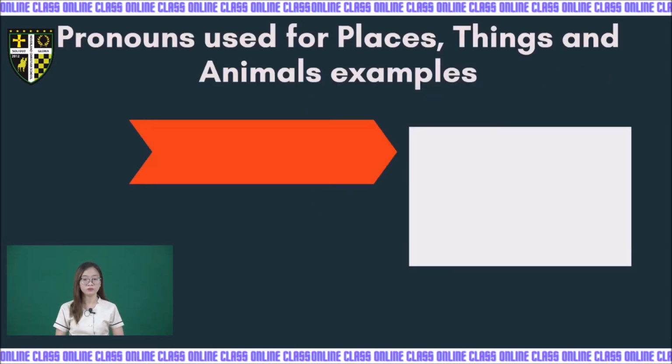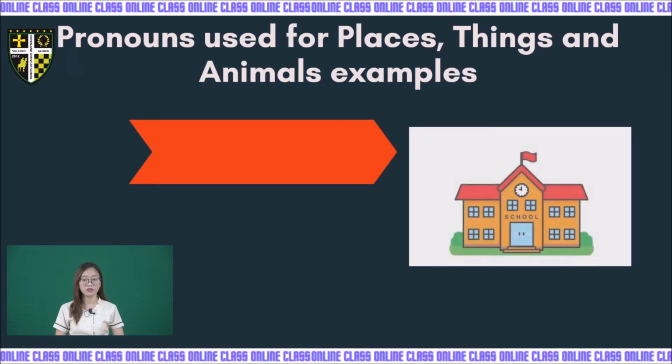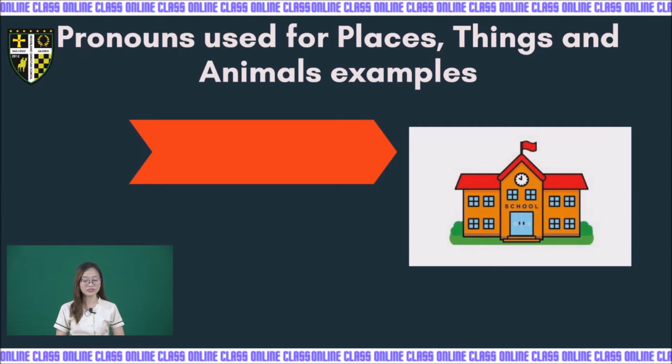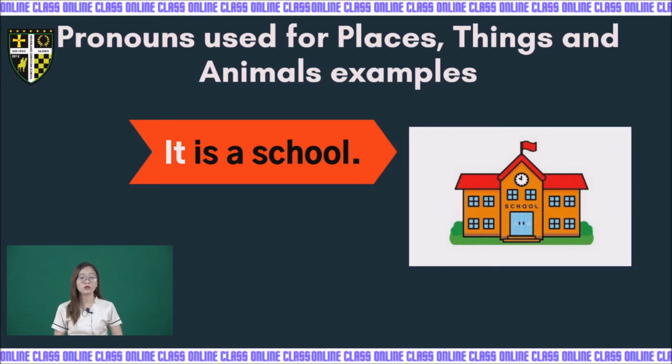Okay, next one. So these are the examples for the pronouns we use for things, animals, and places. So the first one is, do you know what is that, kids? That is a school. So for this one, we use the pronoun it. It is a school. Why do you think we use it? Because we have only one school. So we use the pronoun it.